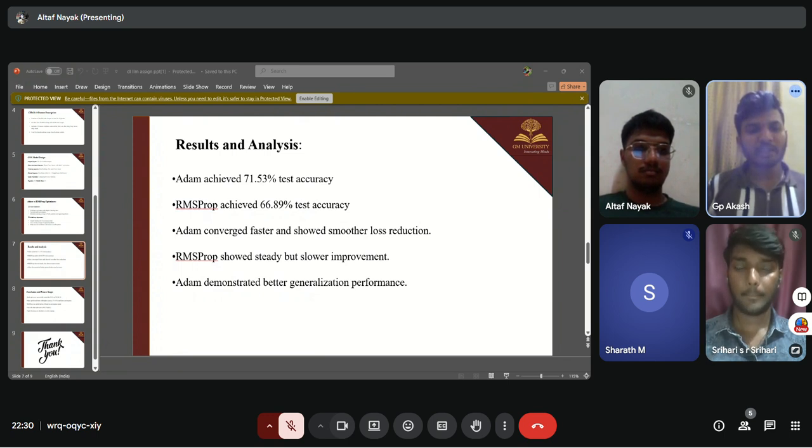For future work, we can experiment with other optimizers such as SGD or others to see if they provide even better performance. Additionally, we can apply learning rate schedules or early stopping techniques to further improve training stability and efficiency. This opens up scope for more optimization research to enhance deep learning model performance. Thank you.